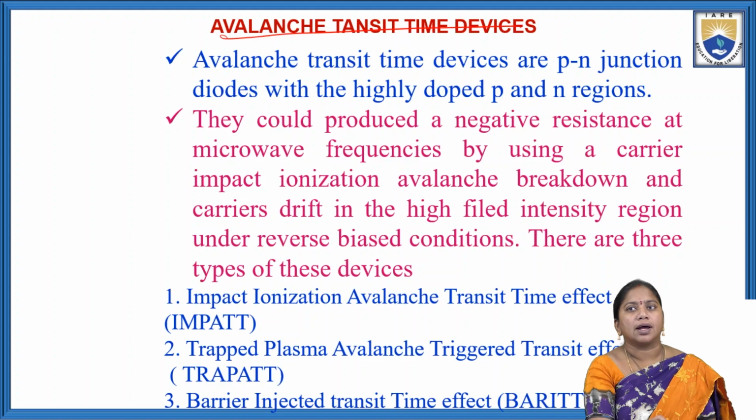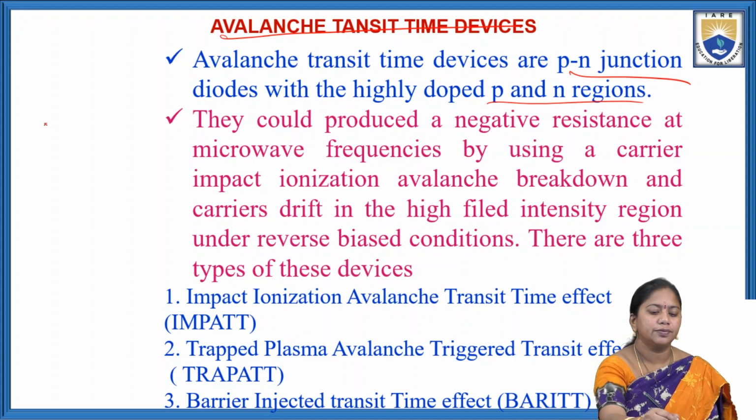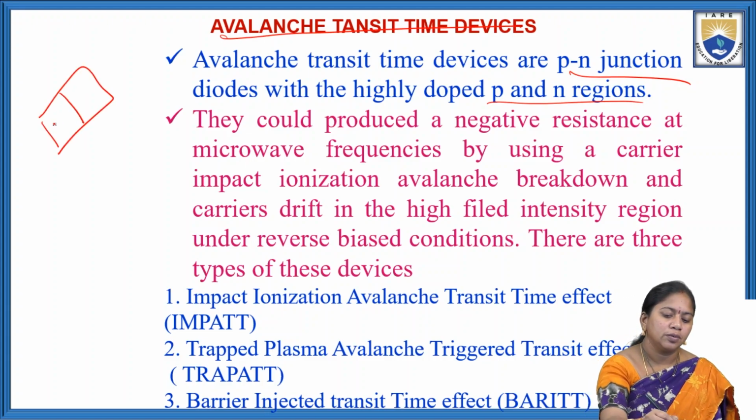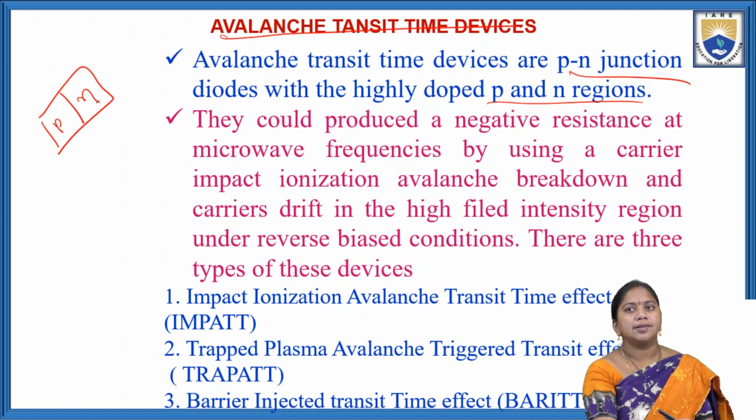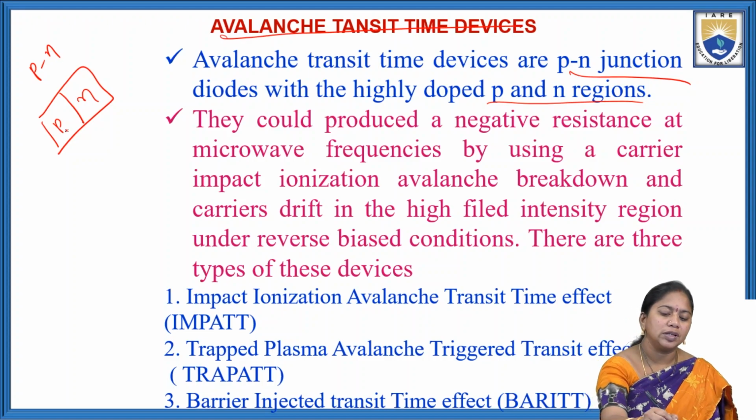Avalanche Transit Time Devices are PN junction diodes with highly doped P and N regions. For example, this is a PN junction diode. Avalanche transit time devices are also PN junction diodes, in which the P region and N region are both heavily doped.